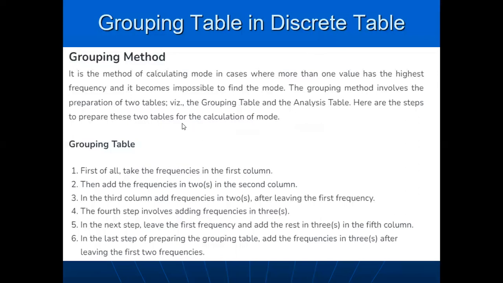In the third column, add frequencies in twos after leaving the first frequency. The fourth step involves adding frequencies in threes. In the next step, leave the first frequency and add the rest in threes. In the fifth column, in the last step of preparing the grouping table, add the frequencies in threes after leaving the first two frequencies. I am going to explain this method with the help of a problem.